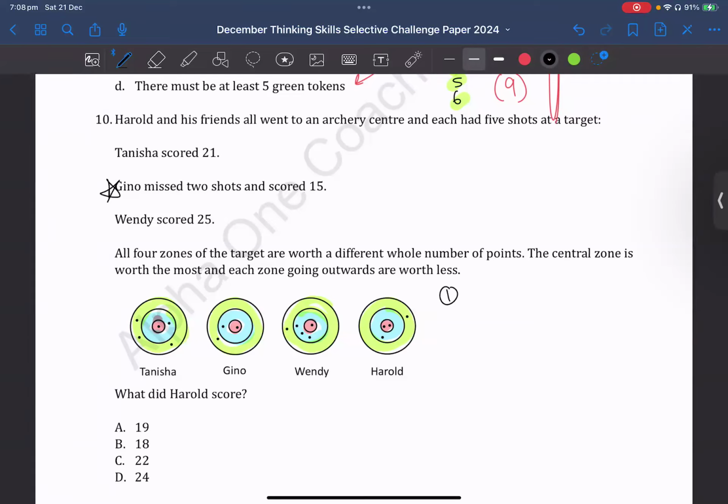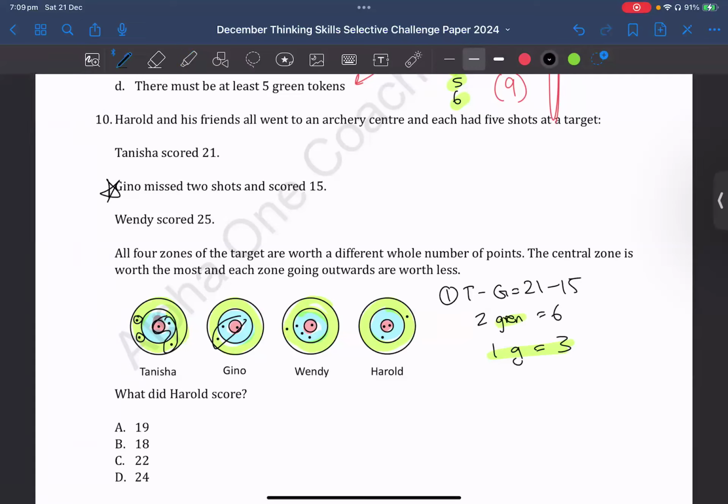So going through that, let's take a look at Tanisha. Tanisha has the same as Gina, which is all three here, and 2 on the green. So I'm going to do Tanisha minus Gina, and that's going to be 21 minus 15. So once again, please refer back to what we have here. Then we're left with 2 green. When I say green, I mean the outermost zones. So 2 green is going to be equal to 6, which means 1 green is going to be equal to 3 points. That is important. Now we know 1 zone.